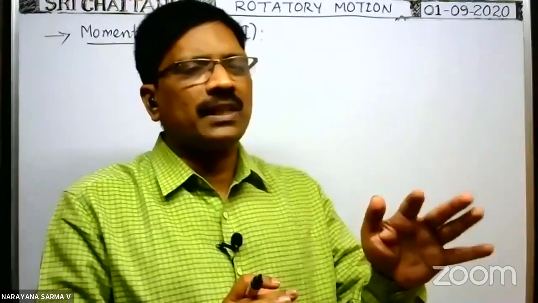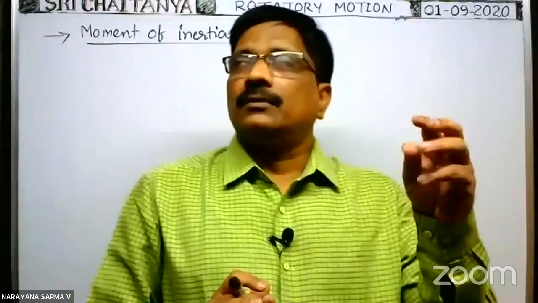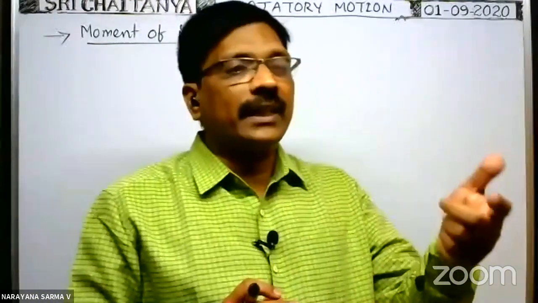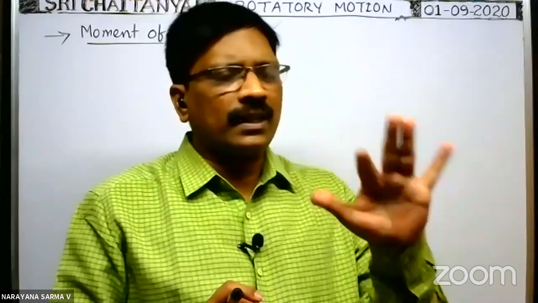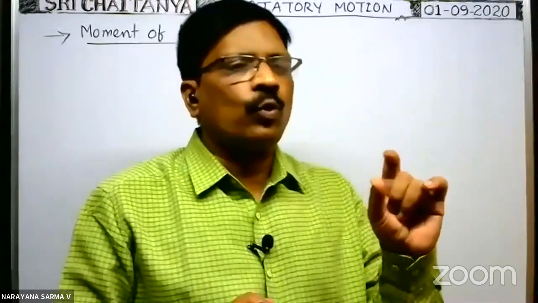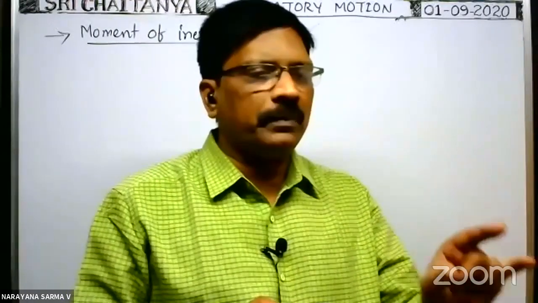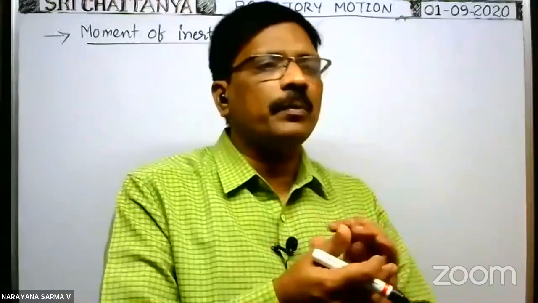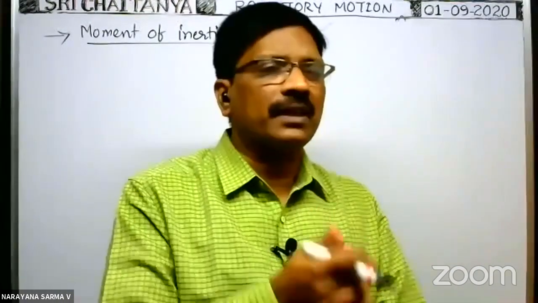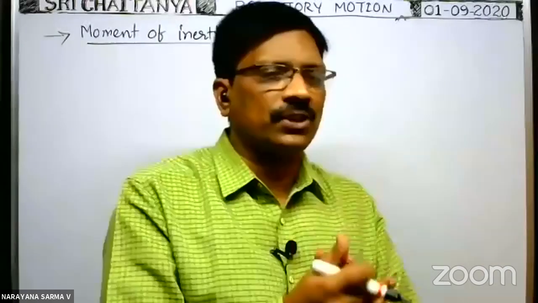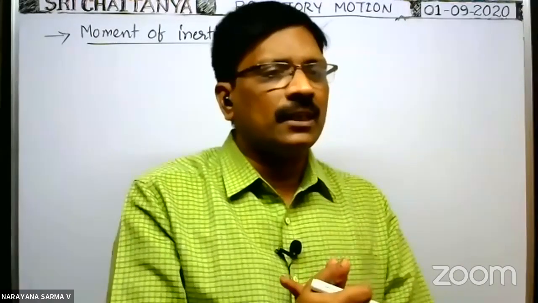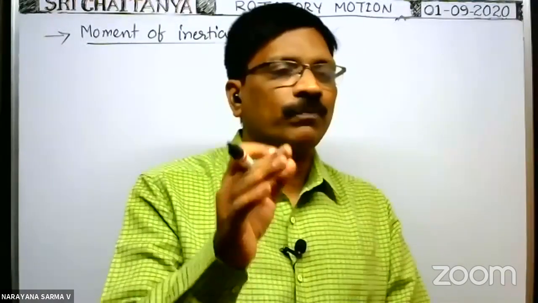So microscopic definition means that quantitative definition. There are two types of definitions: qualitative and quantitative. Qualitative definition of the moment of inertia tells us the understanding of the moment of inertia. What is the moment of inertia? We can understand based on that qualitative definition. Quantitative definition means with the help of that quantitative definition, we can measure the moment of inertia of the body.